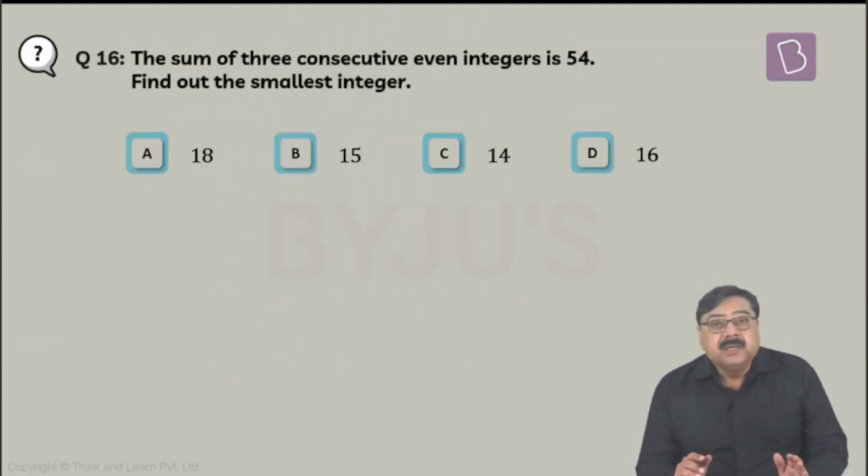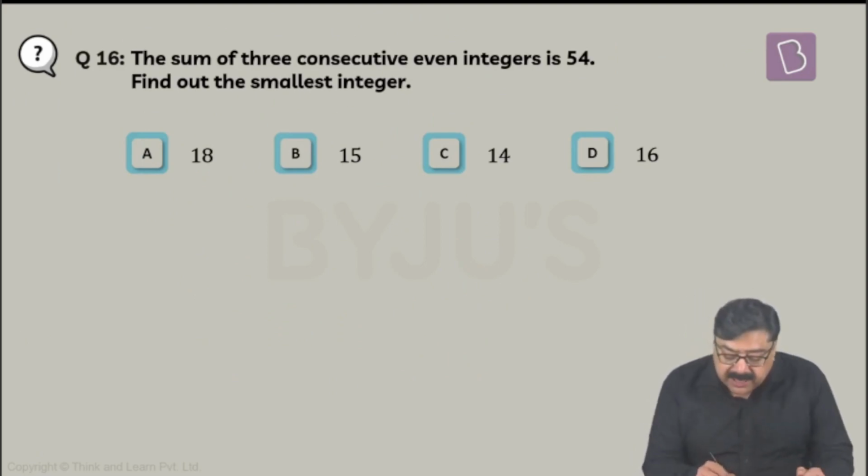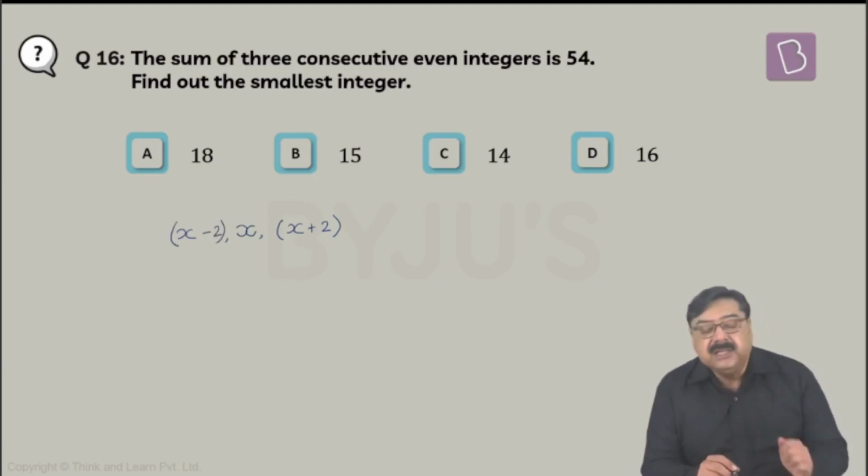Now, sum of three consecutive even integers is 54. Find out the smallest integer. Now these even integers can be written as, first assume an integer to be x. After that, the consecutive even integer would be x plus 2, and before x, the consecutive even integer will be x minus 2.